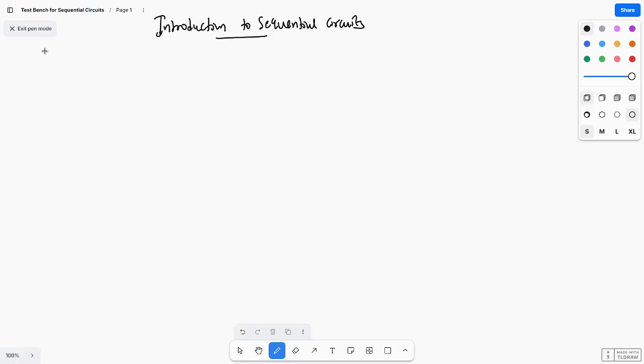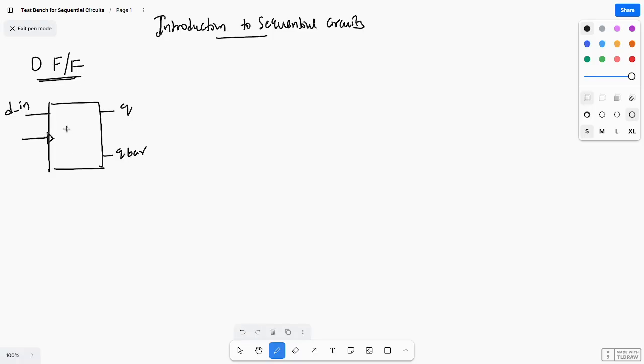Okay, so first we'll see the D flip flop. This is my D flip flop. You have the input, D underscore in, and the output is Q, and next Q bar, and you have the clock. So this is the basic D flip flop, and the operation we have already seen.